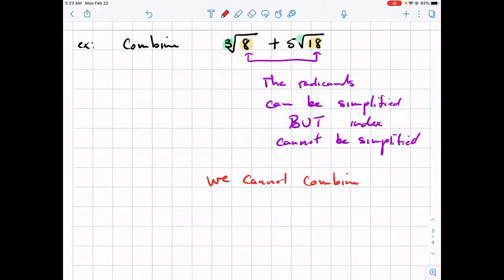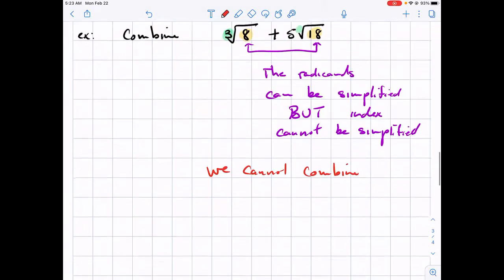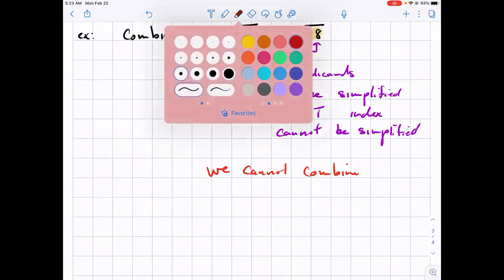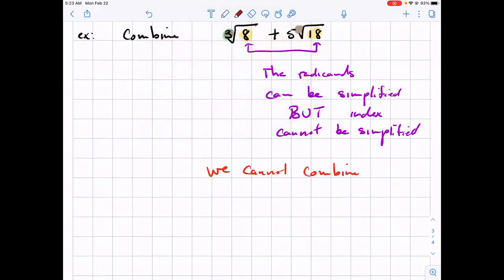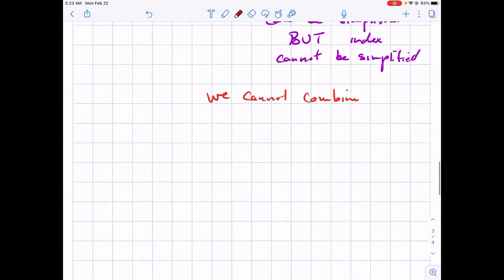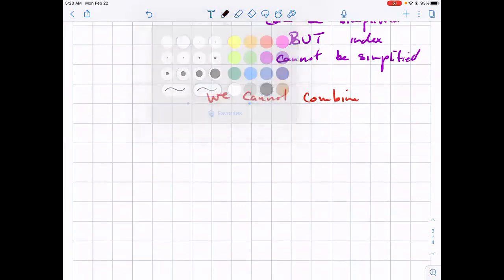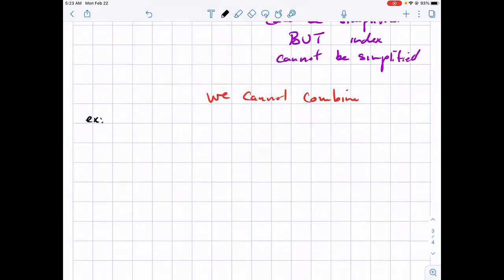Okay? We cannot combine. Now, here is what I'm saying, that the index is very important. Notice here that your index are different. If the index are different, you cannot really play with the index to make it the same. The radicand, you can. So let's see what I mean by that. So I'm going to change that example up a little.